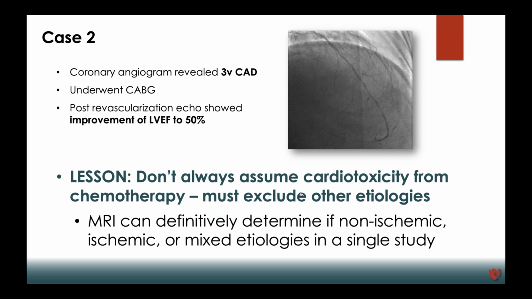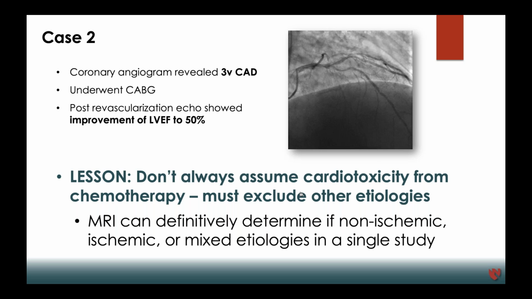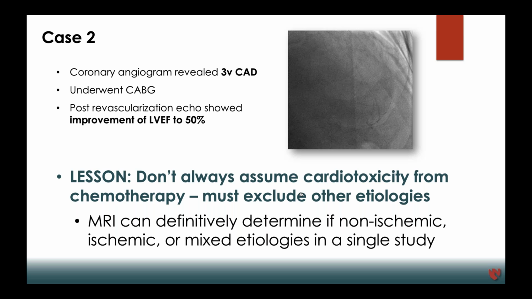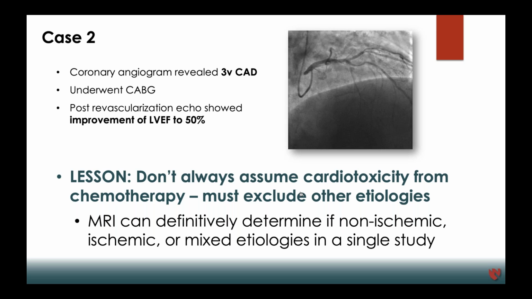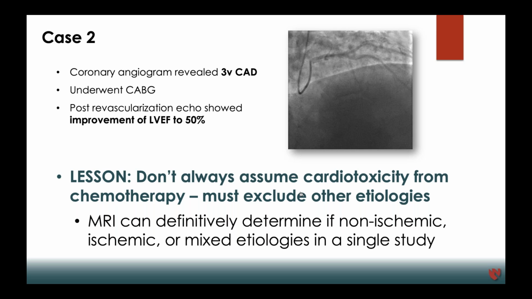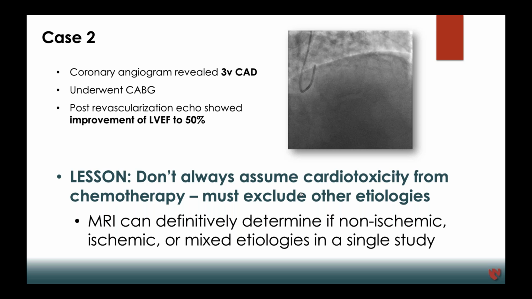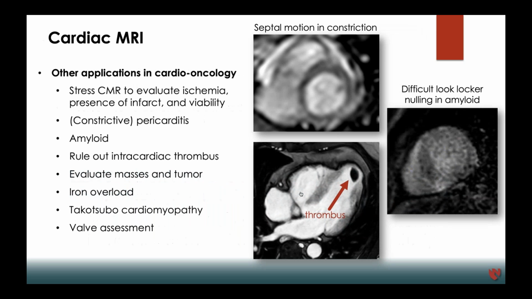If you have a patient that comes to you with a new reduced EF, and even if their echo looks like global LV dysfunction, you must exclude other etiologies, and MRI can be really helpful in determining if this is non-ischemic cardiomyopathy versus ischemic, or if it's mixed etiologies in a single study.